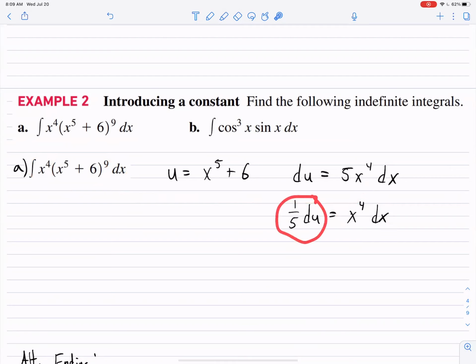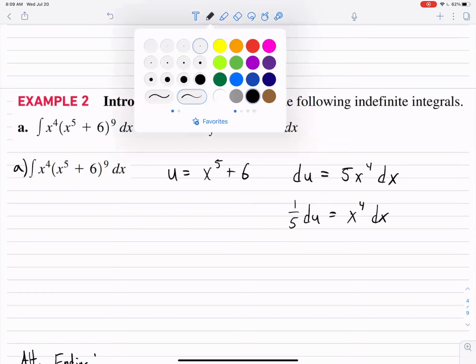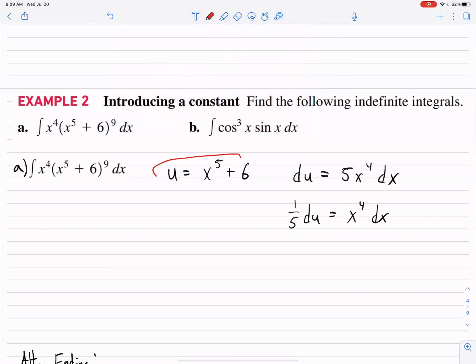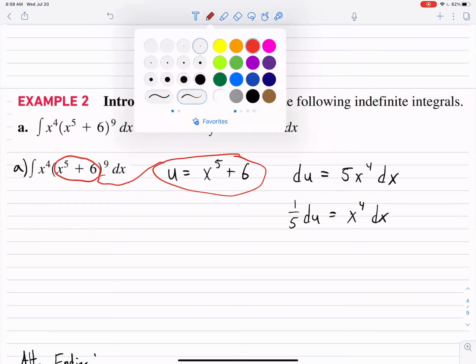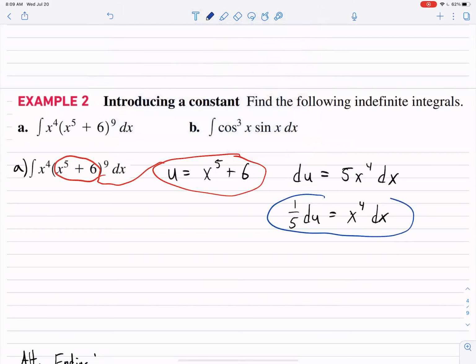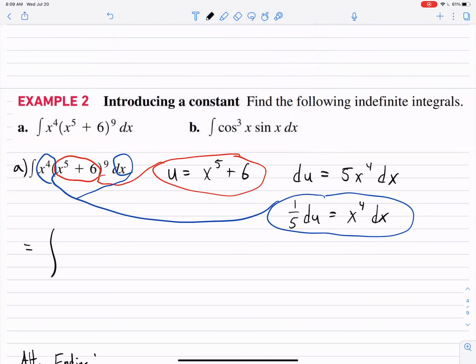And now this is what we substitute in. And so color coding this, substituting that in right there, and then now substituting this in right here, we are ready to go. So this equals the integral of 1/5, and then now it's u to the 9th du. So substituting in 1/5 du. And so now we can integrate that.